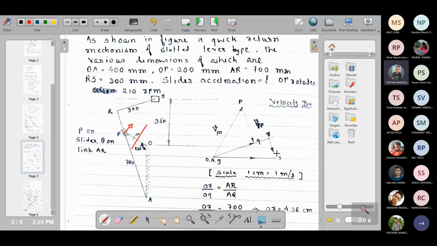First of all, fix the fixed points. Whatever the fixed points are, we'll draw O, A, and G. O is a fixed point, A is a fixed point, and another point I have taken is G. This is point G. So OAG. Now you need to draw a perpendicular line to this configuration diagram.